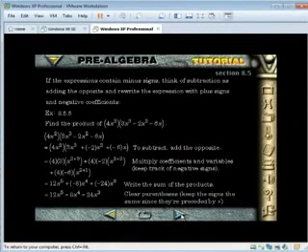If the expressions contain minus signs, think of subtraction as adding the opposite and rewrite the expression with plus signs and negative coefficients. Example 8.5.5. Find the product of 4x squared times 3x cubed minus 2x squared minus 6x. 4x squared times 3x cubed minus 2x squared minus 6x equals 4x squared times 3x cubed plus negative 2x squared plus negative 6x. To subtract, add the opposite.